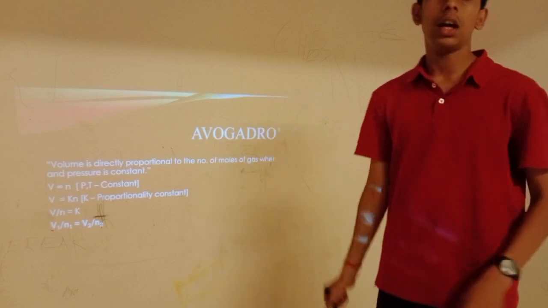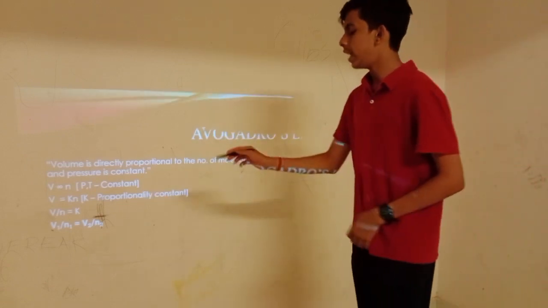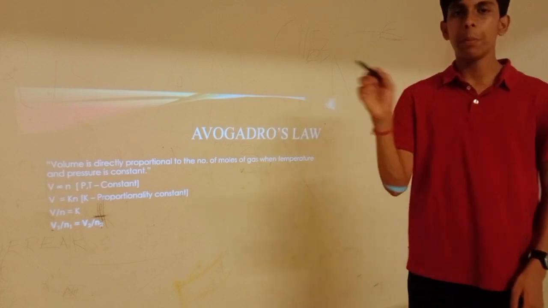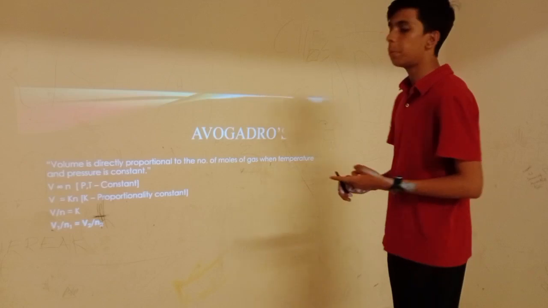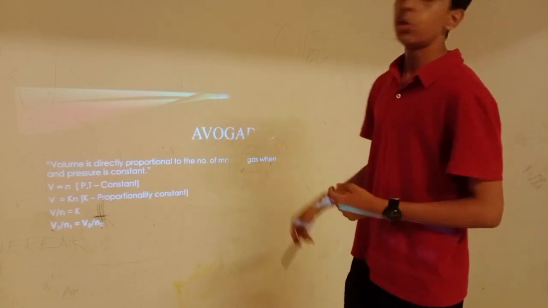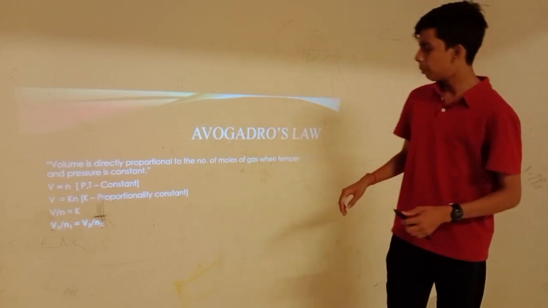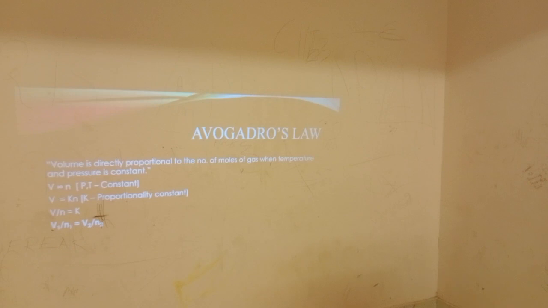Now, if we take n to the other side, the number of moles, it's going to be V upon n is equal to a constant. To derive the equation from this, it will be V1 upon n1, which is initial volume by initial number of moles, which is equal to a constant, while V2 upon n2, which is final volume upon final number of moles, is equal to a constant. So V1 upon n1 is equal to V2 upon n2.